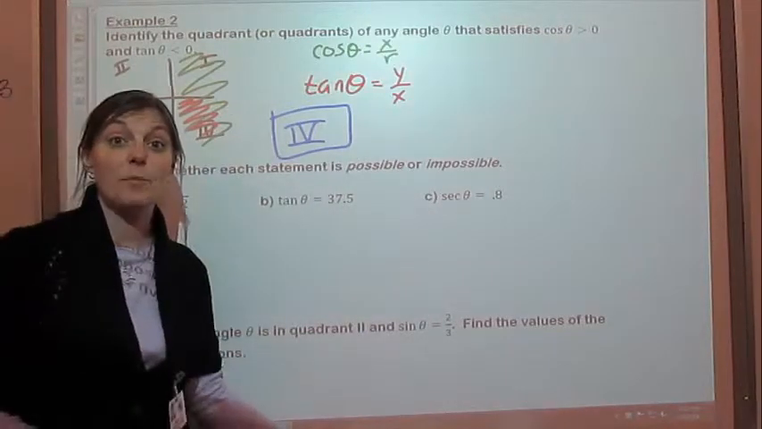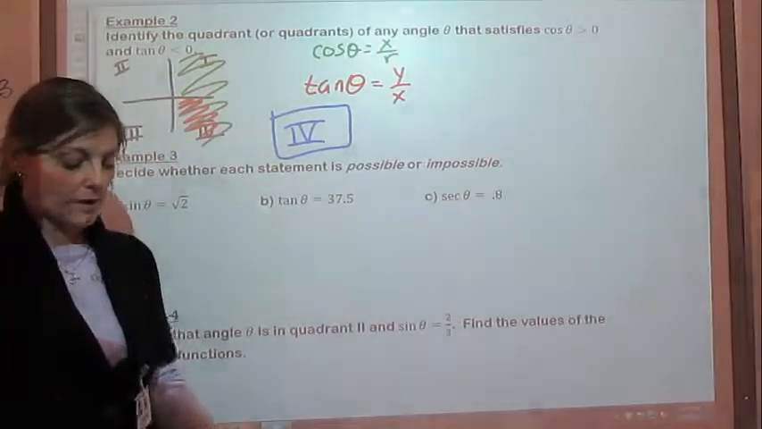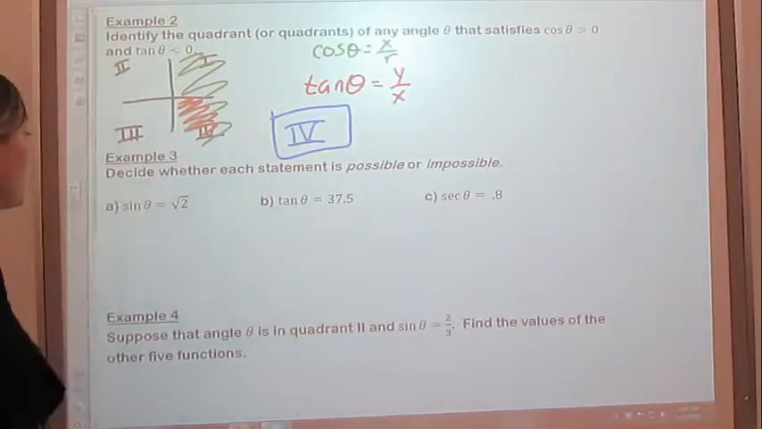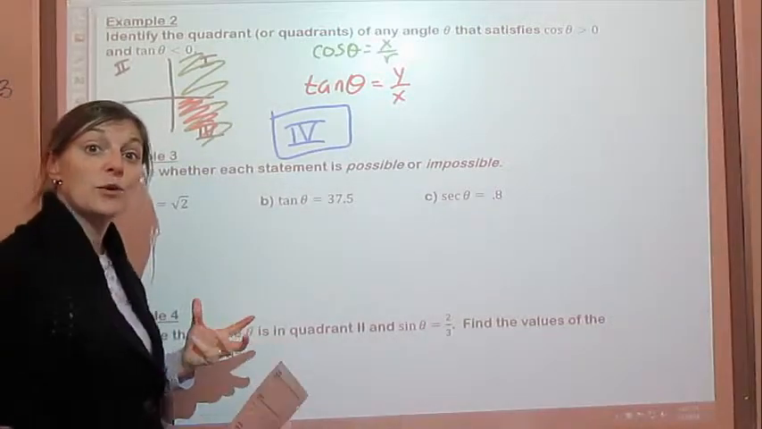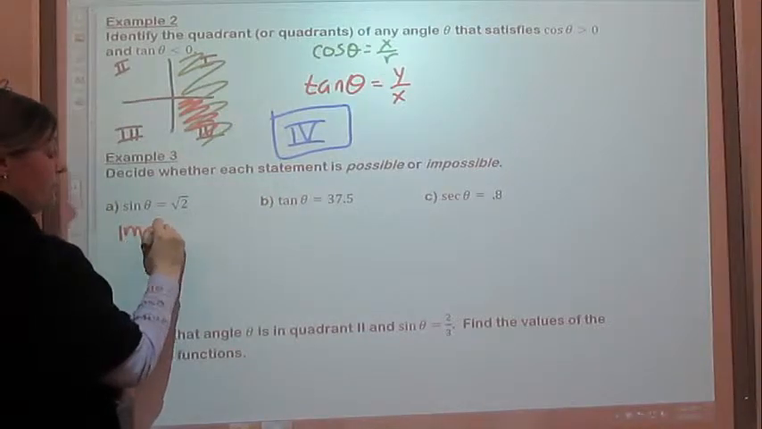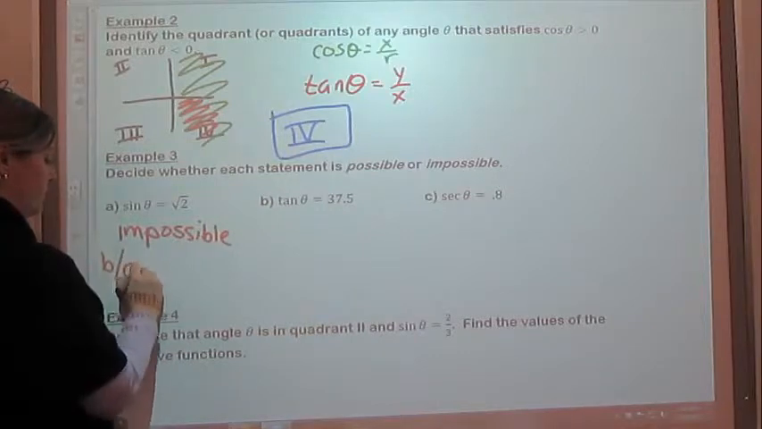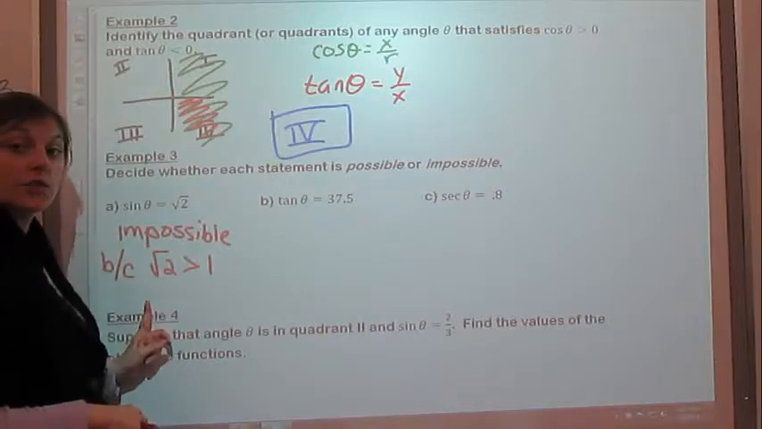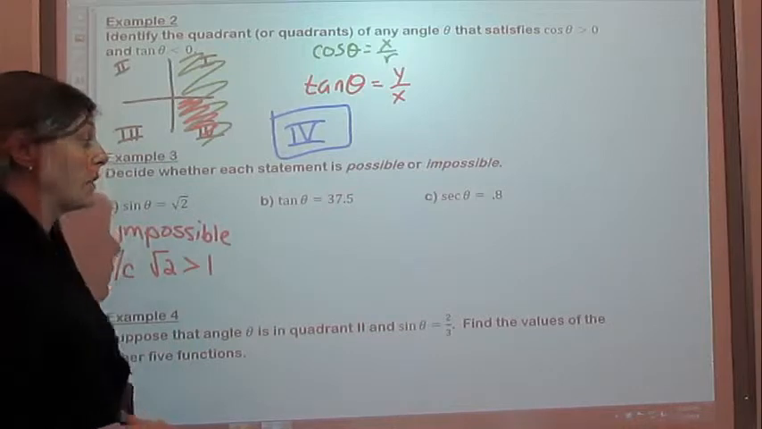Now let's take a look at example 3. Now here is where we want to look at our ranges for the trig values. Okay, so sine of theta is equal to square root of 2. Well, the square root of 2 is larger than 1, so that makes this impossible. It's impossible because the square root of 2 is greater than 1. And we know the sine value cannot be greater than 1.